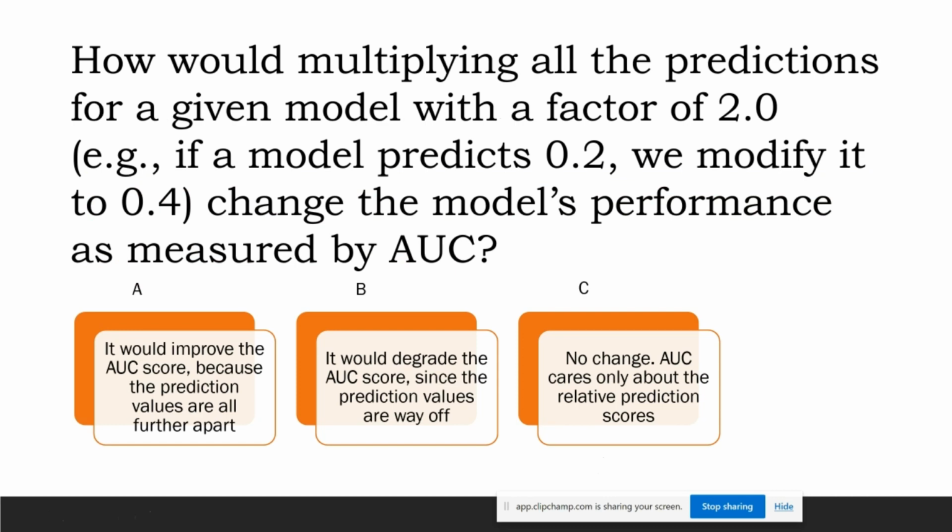Now, what are the options? First, it would improve the AUC score because the prediction values are all farther apart now. Second, it would degrade the AUC score since the prediction values are way different. Third, no change. AUC cares only about the relative prediction scores. We shall discuss the answer to this question at the end of this lecture. So stay tuned.